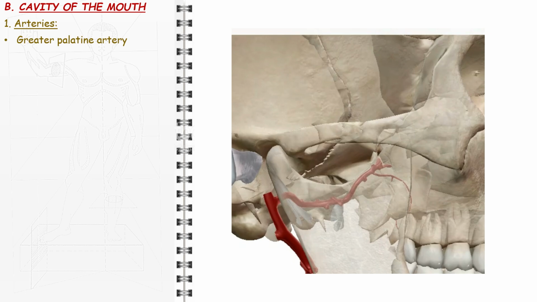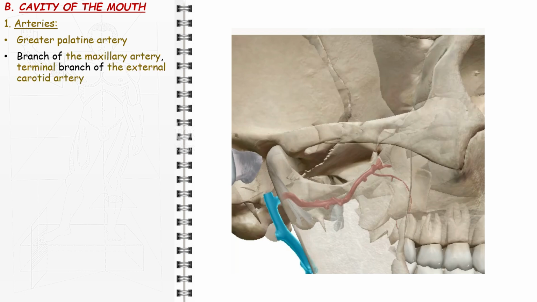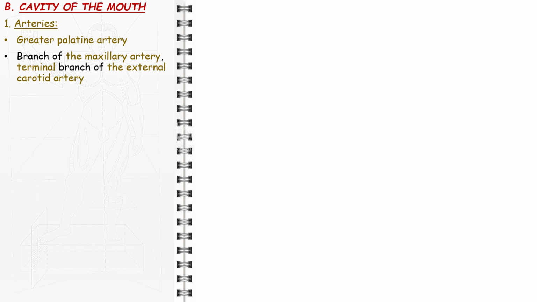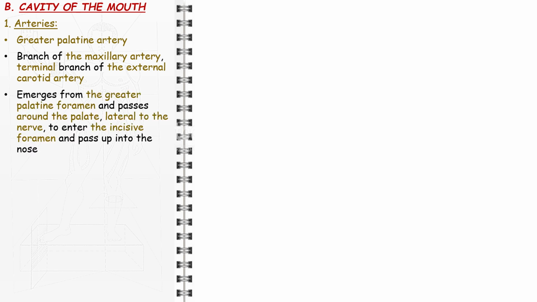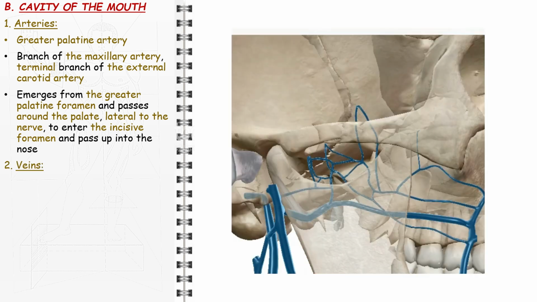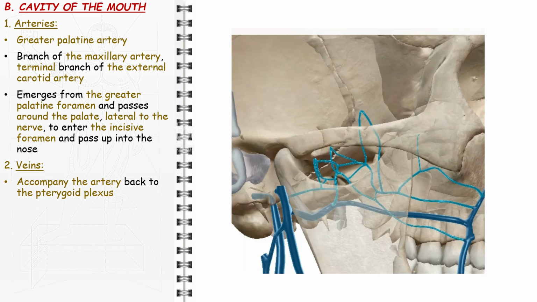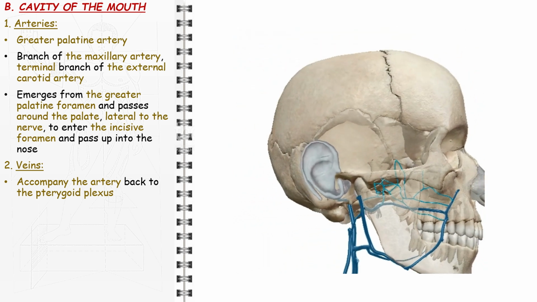It is a branch of the maxillary artery, terminal branch of the external carotid artery. It emerges from the greater palatine foramen and passes around the palate, lateral to the nerve, to enter the incisive foramen and pass up into the nose. The veins accompany the artery back to the pterygoid plexus. Other veins pass back to the supratonsillar region and join the pharyngeal plexus.